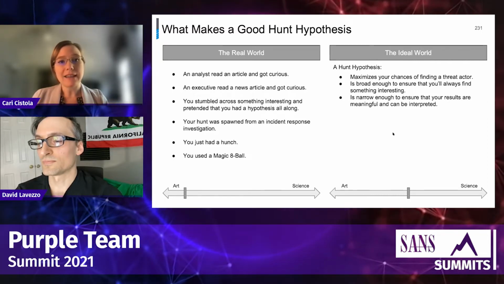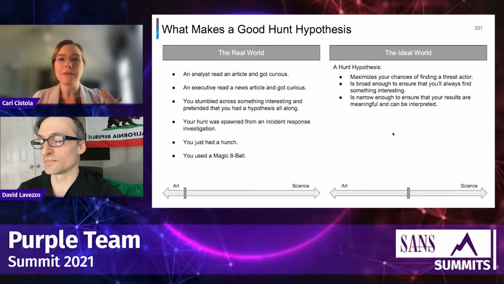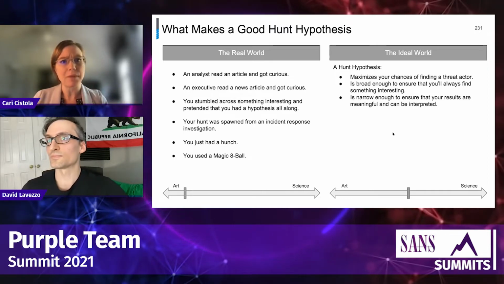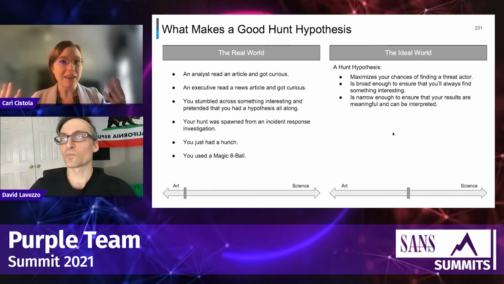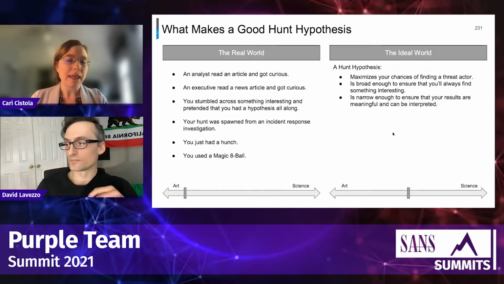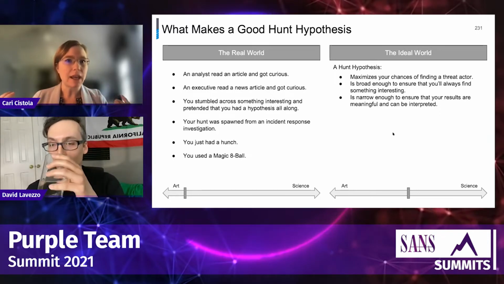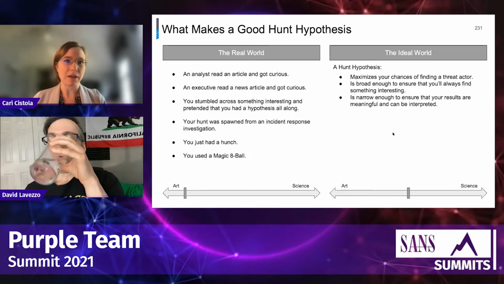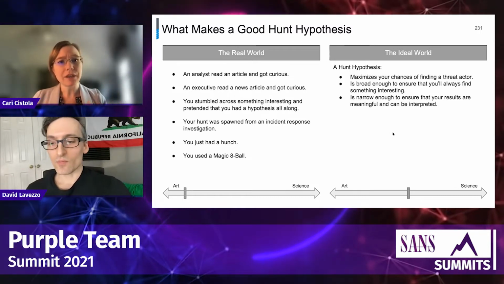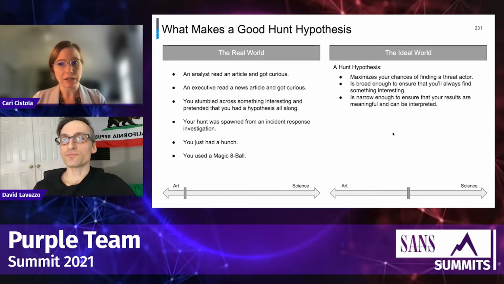And then related to that, you also want to make sure that your hypothesis is in some ways broad enough that even if that threat actor isn't active, and the thing you're looking for isn't present in your environment, you're still likely to find something. Those secondary benefits that come out of hunting, whether it's gaps in logging or visibility, or something interesting, bad security practices that happen in the organization, ensure that you have those secondary benefits to show at the end of a hunt operation.